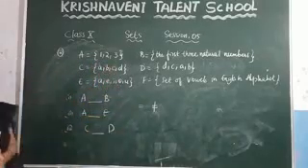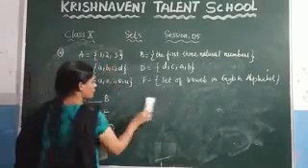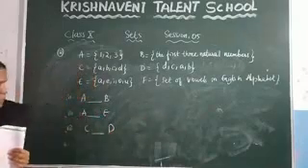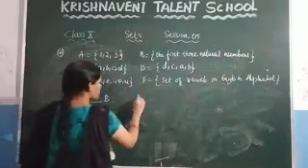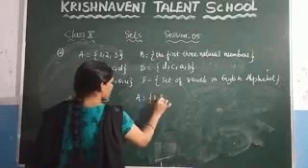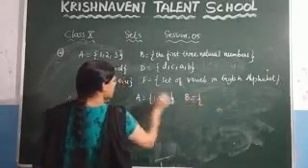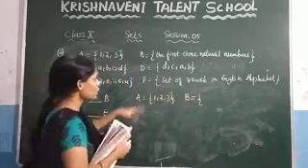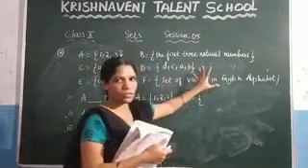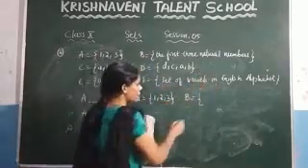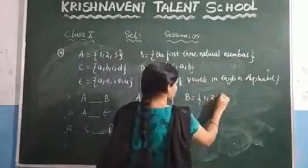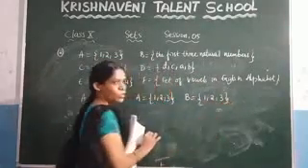So here, the set A is already in the roster form, which is 1, 2, 3. And the set B is given in the set builder form. You need to write it in the roster form. So the first 3 natural numbers. What are the first 3 natural numbers? You know that the natural numbers start from 1, 2, 3. So the set B is 1, 2, 3.